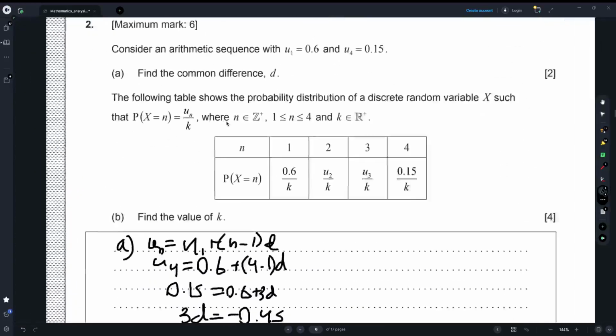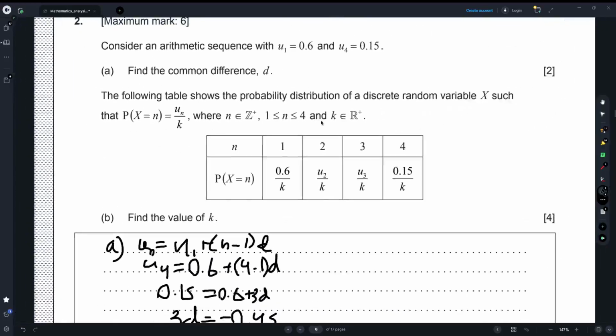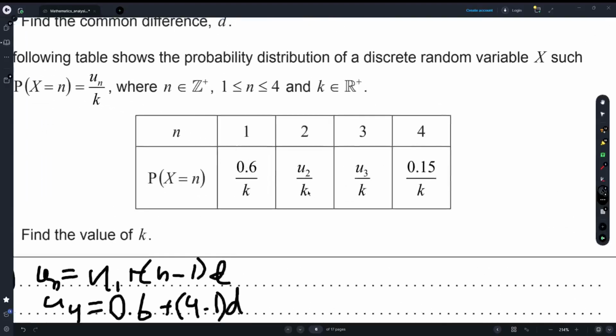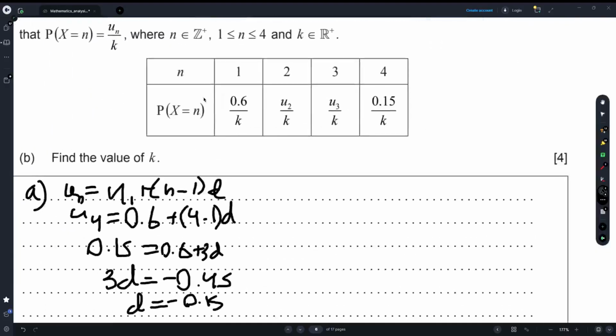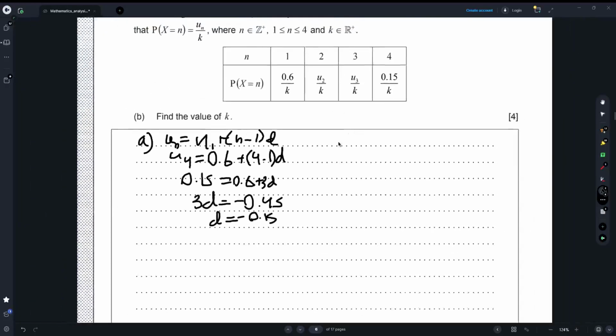That's simple. Then here, this is a tiny bit more complicated, but there's a probability distribution of a discrete random variable x such that P(x = n) is the nth term of u over k for 1 less than or equal to n less than or equal to 4, and k is part of the positive real numbers. To find the value of k, we know that all of these values will sum to 1 because it's a probability distribution.